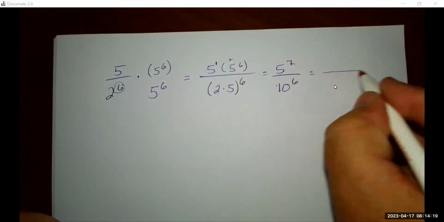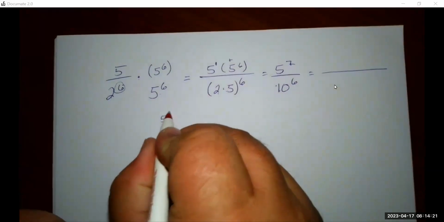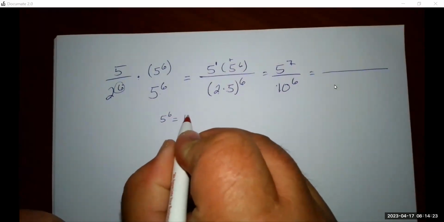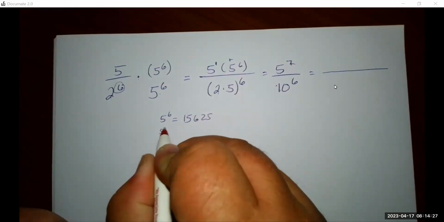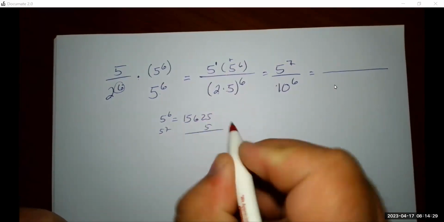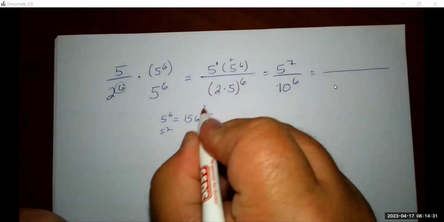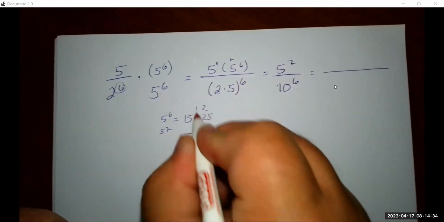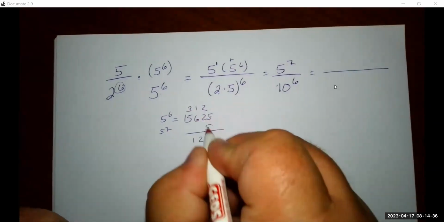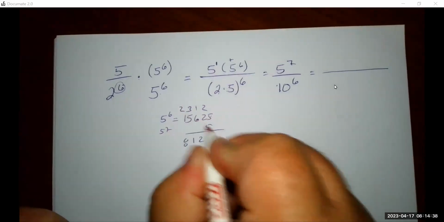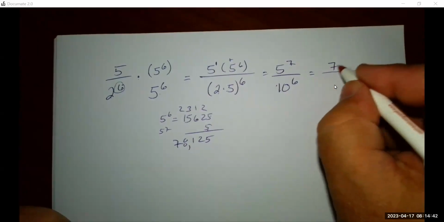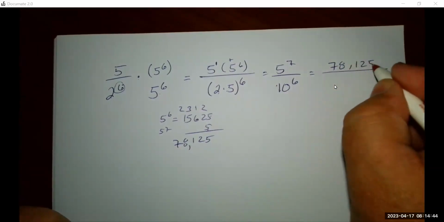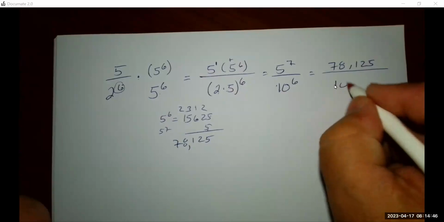Okay, what's on top? We know 5 to the 6 is 15,625. So 5 to the 7th is we multiply by 5 again: 5, 10, 12, 31, 28. So it's 78,125 over 10 to the 6th.